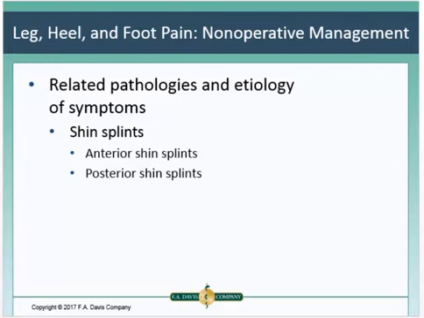They're the more common type of shin splint, whereas posterior shin splints are a tight gastrocnemius soleus complex or maybe a weak or inflamed posterior tibialis muscle. Typically, patients who have the posterior shin splints also have an increase in foot pronation, and that is causing an overstretch and overuse of those muscles.